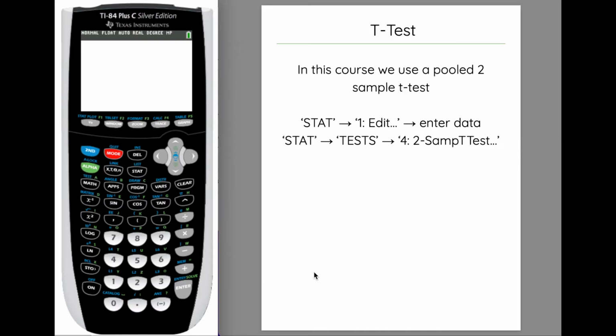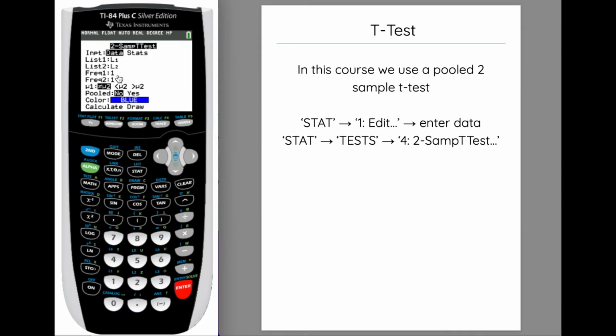Another type of statistical test we do is a t-test, and so it's a 2-sample t-test. So we're looking for changes in the average of 2 sets of data. Now we're going to do pooled data, so we're assuming that the standard deviation is similar or the same. So what we do is the data we get given, we enter the one set of data in L1, and the other set of data goes in L2. Then we go back to stat and tests, and we want to do a 2-sample t-test, which is option 4 here.